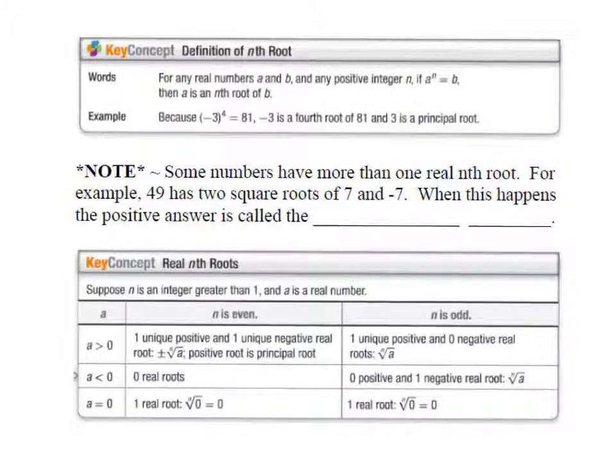Okay, so we've gone over the definition of an nth root. Some numbers have more than one real nth root. So for example, 49 has 2 square roots. If you take the square root of 49, you actually get plus or minus 7, because you can take 7 times 7 to get 49, or you can take negative 7 times negative 7. The positive answer we actually have a special name for. This is called the principal root.